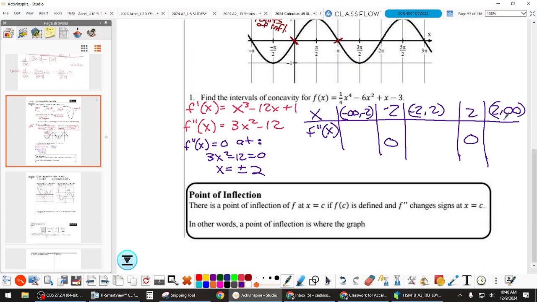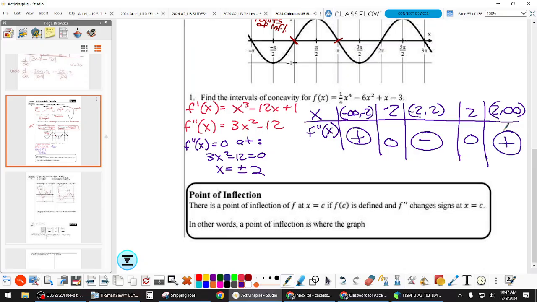Alright, so the sign of f double prime somewhere less than negative 2. So plug in some giant negative number. If we did negative 100, this is what sign? It's definitely positive. Okay, between negative 2 and 2, if we just plug in 0, it's going to be negative 12. So negative. Somewhere a really big number, positive. How about that? Still positive, right? Okay, what does that tell us?